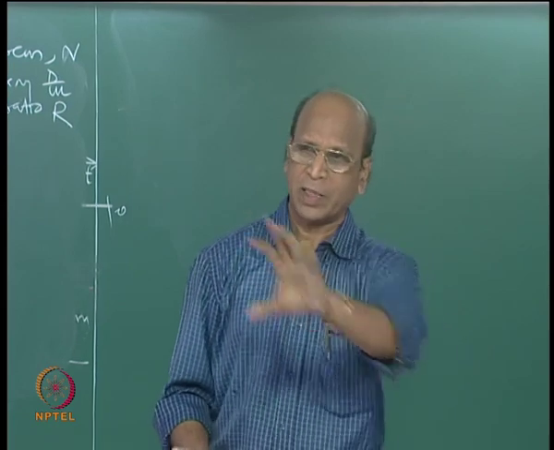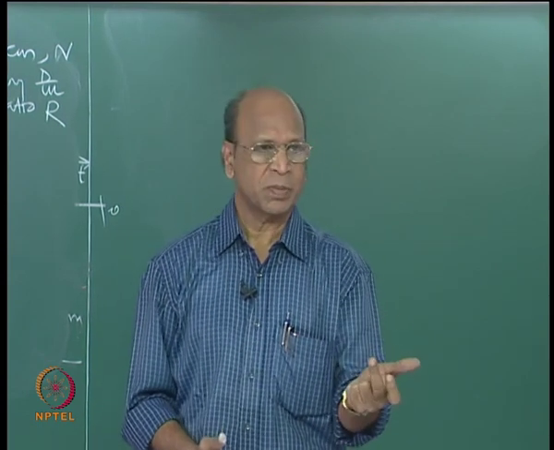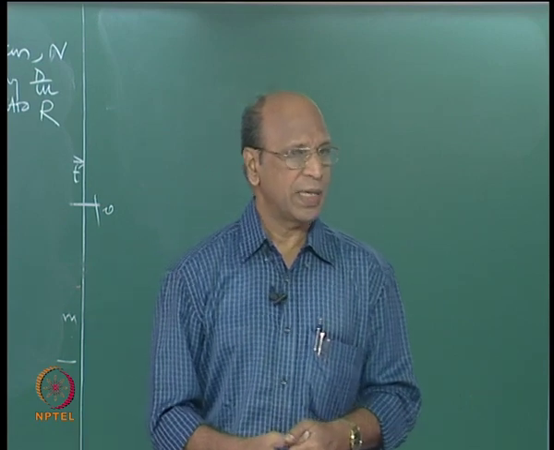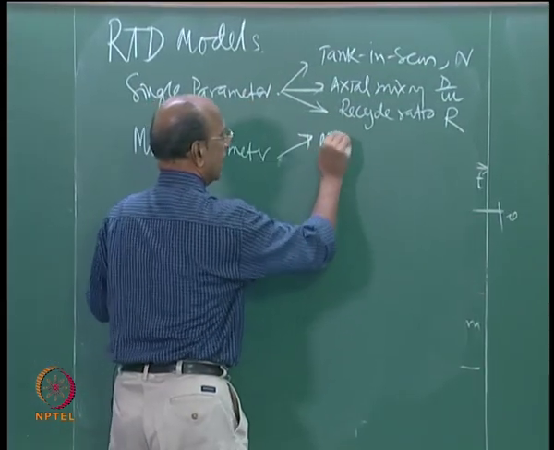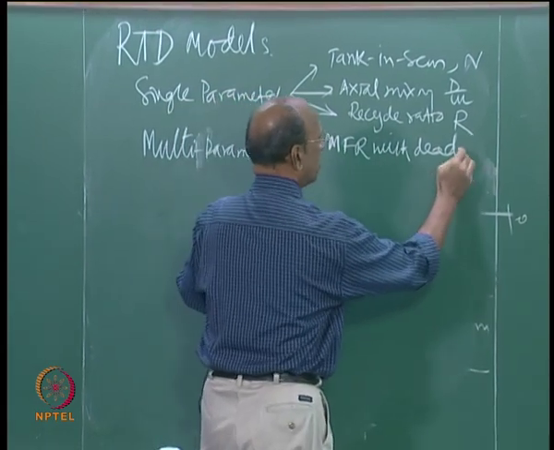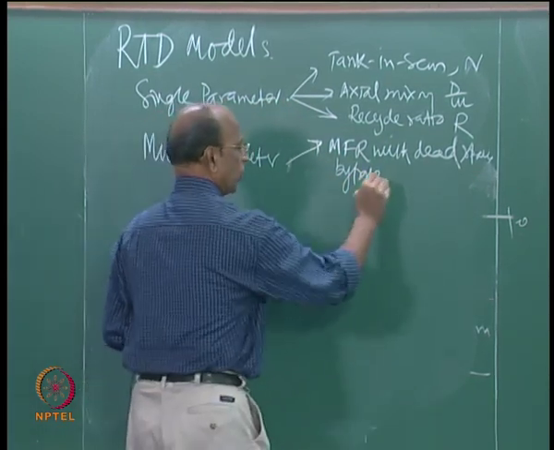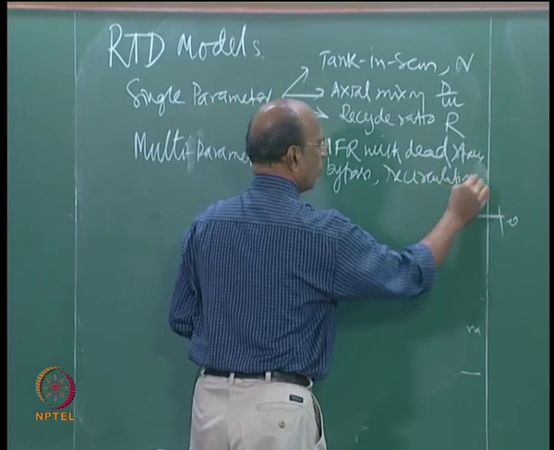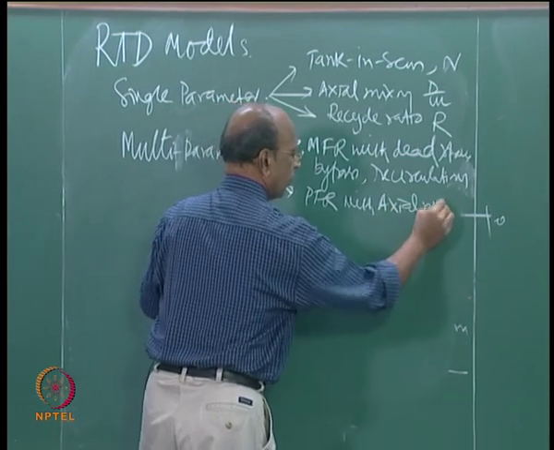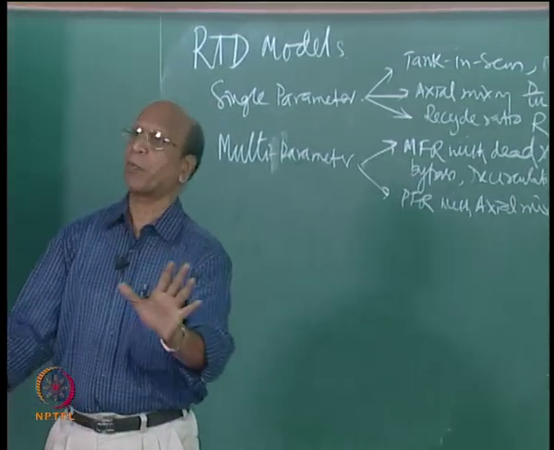Tell me the multi-parameters for mixed flow. Bypass. Dead space. Recirculation. Yeah, three. These are the multi-parameters. With a CSTR, there is absolutely no expansion, only contraction: dead space, bypass, and of course recirculation, all that. Then PFR with axial mixing, and radial non-uniformity, which we generally call radial mixing also. That means we have to understand that radial mixing is not perfect, that is all.